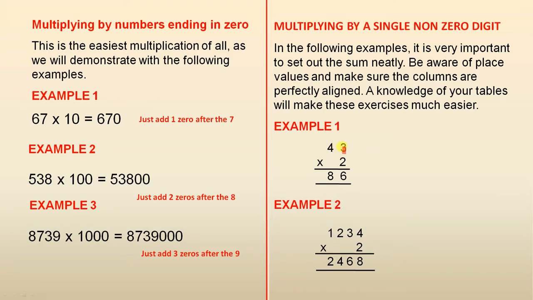Example 1 is very straightforward. 43 times 2. 2 3s are 6. 2 4s are 8. Notice how the columns are perfectly aligned. The units column, the tens column. Example 2, 1,234 times 2. 2 4s are 8, 2 3s are 6, 2 2s are 4, and 2 1s are 2. Columns perfectly aligned.